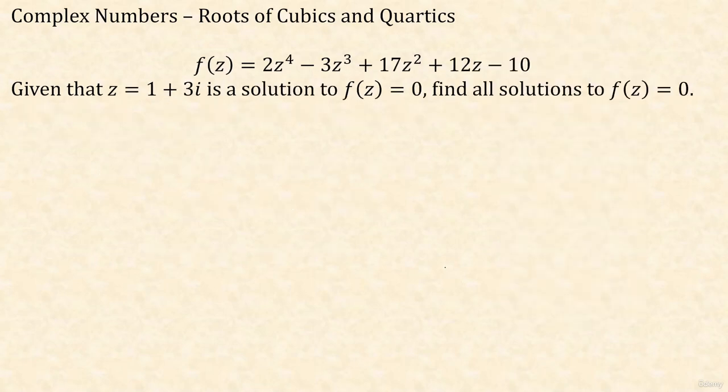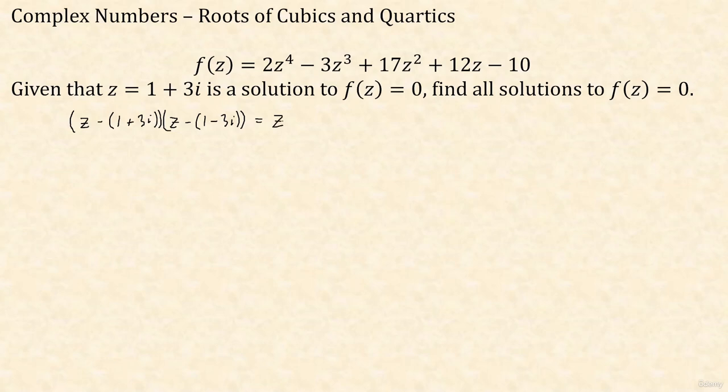Okay, last question. Here's a quartic equation. Now, given that 1 plus 3i is a solution to f of z equals 0, find the solutions to f of z equals 0. So same kind of trick as before. If 1 plus 3i is a solution, then one of the linear factors is z minus 1 minus 3i. But then so must its conjugate be as well, so z minus 1 plus 3i. So let's expand this just so we have a quadratic factor.